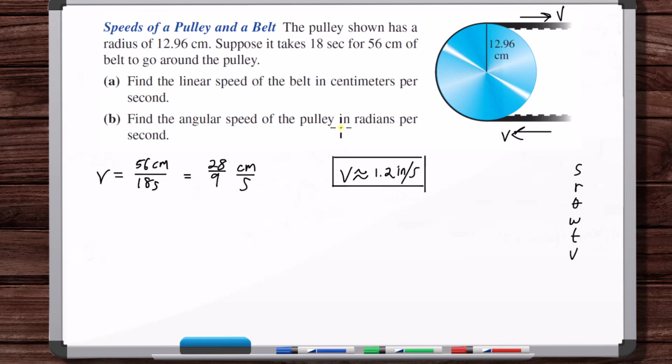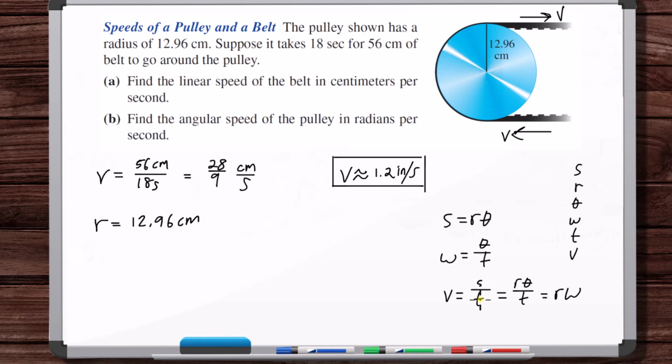Okay, what is the angular speed of the pulley in radians per second? It doesn't give us any information about the rotation here, but we have V. Let's see, we've got R is 12.96 centimeters. So with V and R, can we get to omega? We know S is equal to R theta, omega is equal to theta divided by T, V is equal to S divided by T. S is R theta, theta divided by T is omega. Okay, yeah, omega is V divided by R.